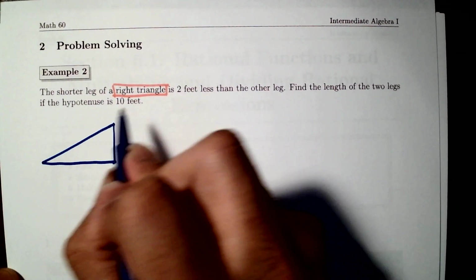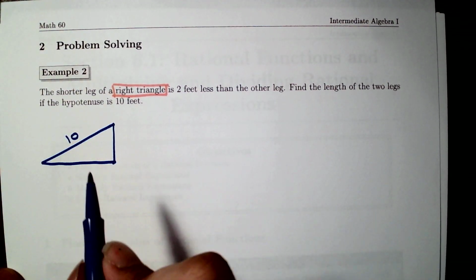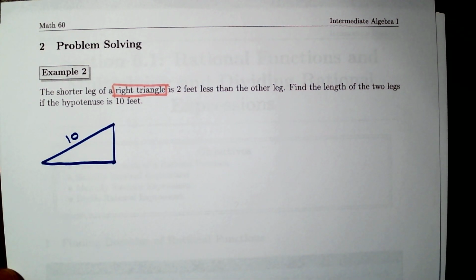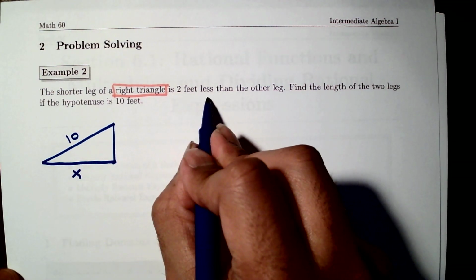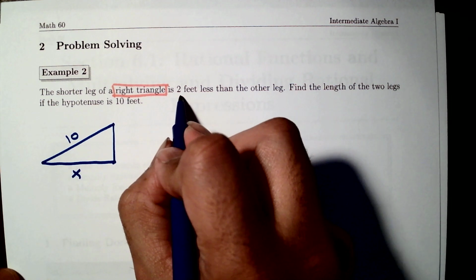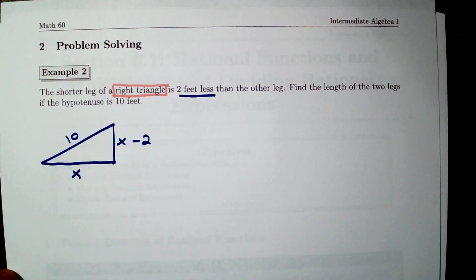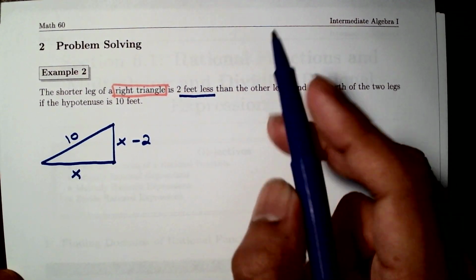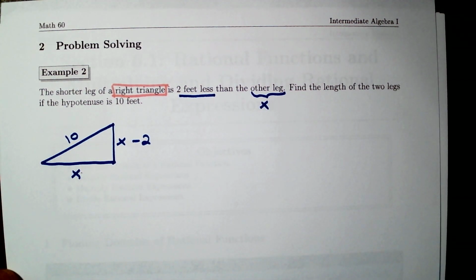Notice the hypotenuse is 10 feet. And in this case, one leg is shorter than the other leg. Well, but we don't know the length of one of the legs. In this case, the largest. Let's call it x. The other one is 2 feet less. That means x minus 2. That's what 2 feet less than the other leg. But the other leg, that's our x, which in this case is this one.